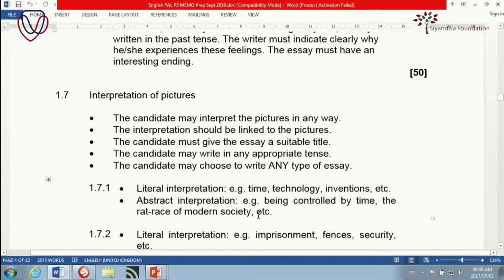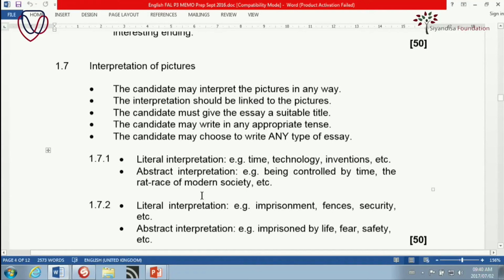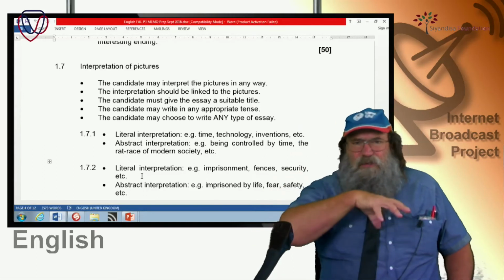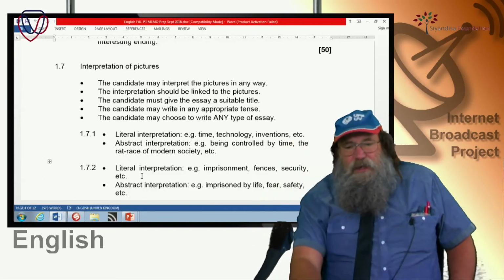Or you could go into, for example, the fact that the alarm seems to be ringing means that perhaps there's a warning that the time has come in the country to do something different, or up to you, use your imaginations. Then, of course, 1.7.2, here we've got our barbed wire with the hand on it. The literal interpretation, and then you've got imprisonment, fences, security, that would all be logical. And then the abstract interpretation, once again, imprisoned by life, fear, safety, etc. The fact that we all of us are forced to work and earn a living and we can't do what we want to and we can't return to nature, and so on. You can come up with good stuff there.